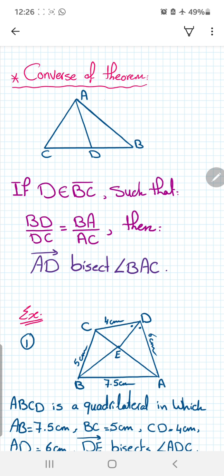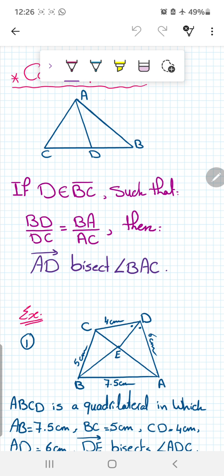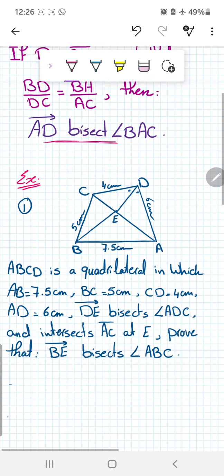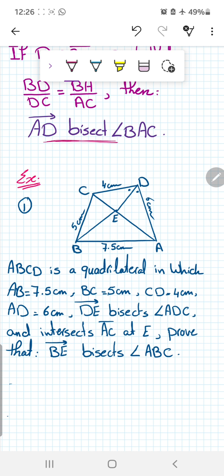Here we have the converse of the theorem. If we get the ratio, then we call AD the bisector of angle BAC. If the ratio of BD over DC is the same as the ratio between BA and AC, then AD bisects angle BAC. For example, if ABCD is a quadrilateral, BA is 7.5, BC is 5 centimeter, CD is 4 centimeter, and AD is 6 centimeter.